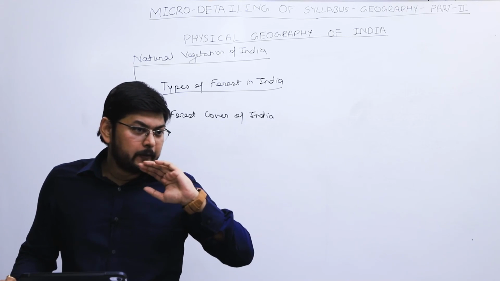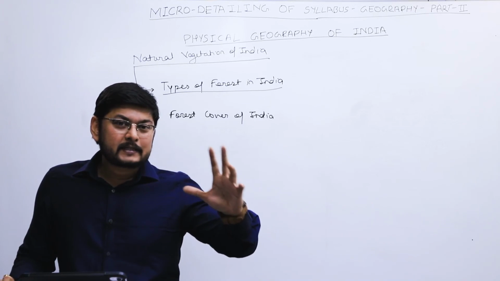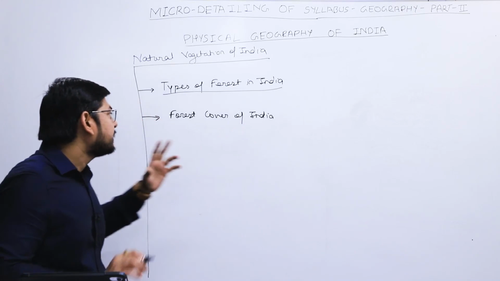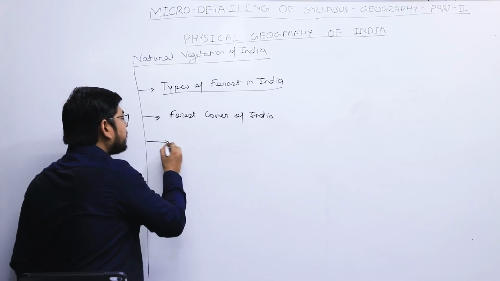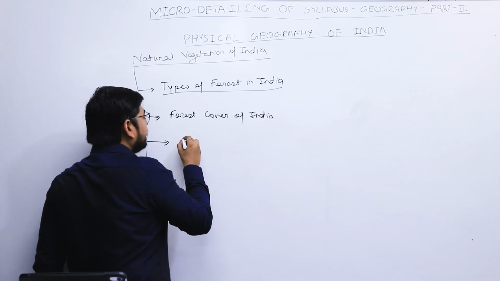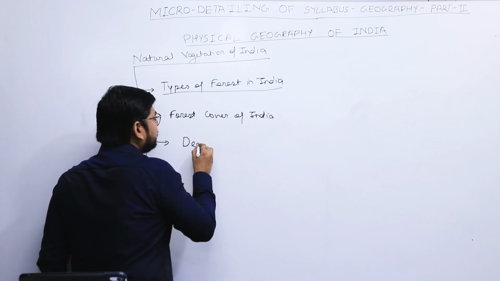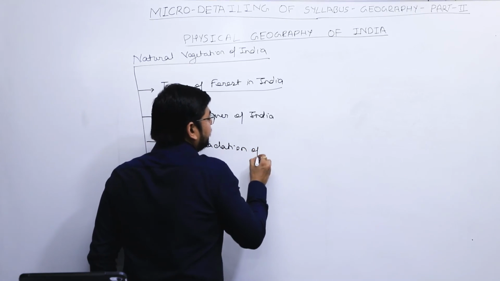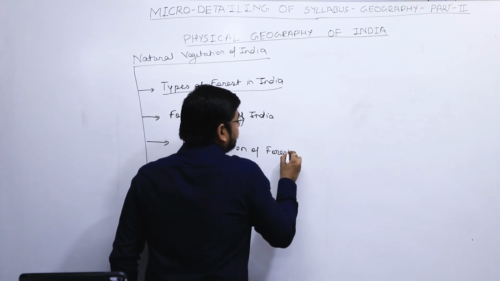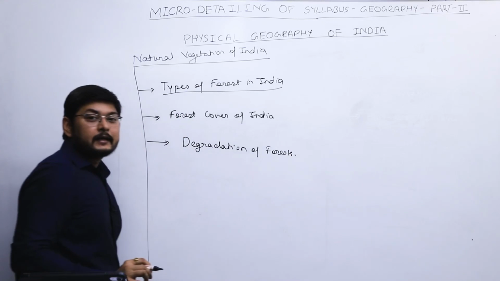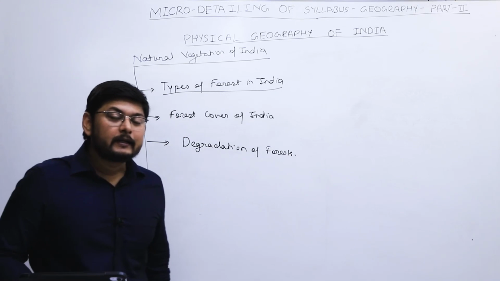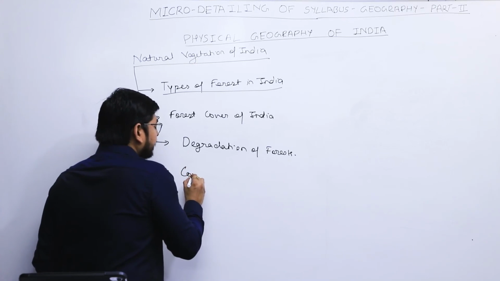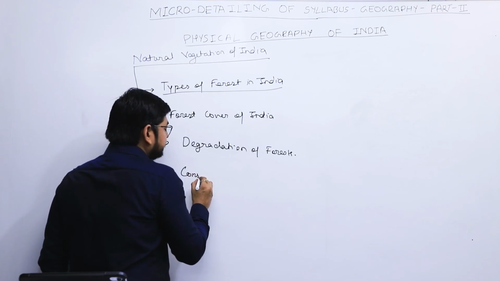Now, forests are present, but these forests are also used for certain economic activities, because of which they are getting degraded. Therefore, degradation of forest. If the forest is getting degraded, we also need to conserve them. Therefore, conservation of forest.